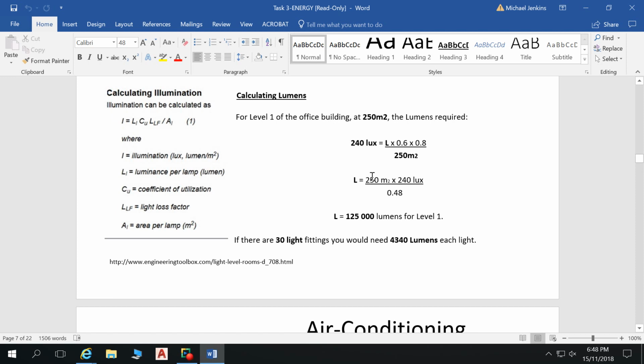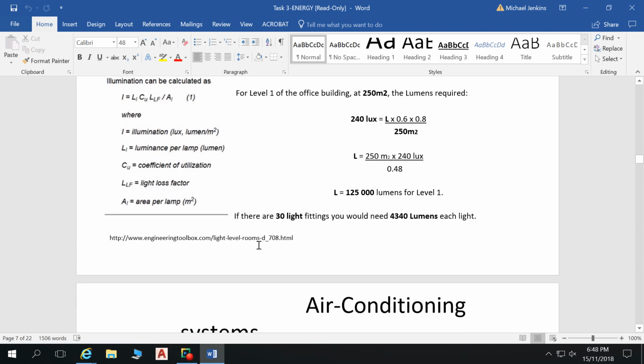So that's just for 250 square meters, so for level 1. So if there are 30 light fittings, you would need 4,340 lumens each light. Now that's a little bit backwards, because what we need to do is go, okay, we've got 125,000 lumens to achieve for this room. That's how much light we have to provide for these square meters. What sort of lighting situation do we want?